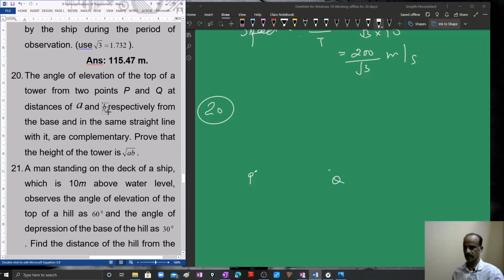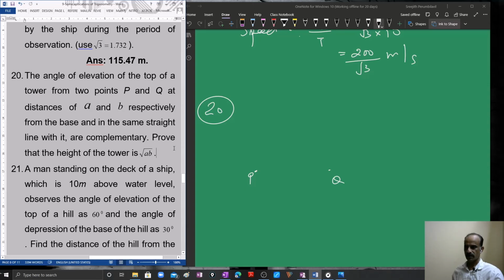in the straight line are complementary. What are complementary? I didn't get it. Did you get any idea? Read that question once again. The angle of elevation of the top of the tower from 2 points P and Q. Okay, I'll put a bracket here. Now read this without that bracket part.